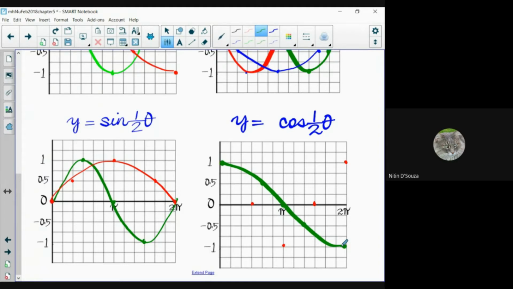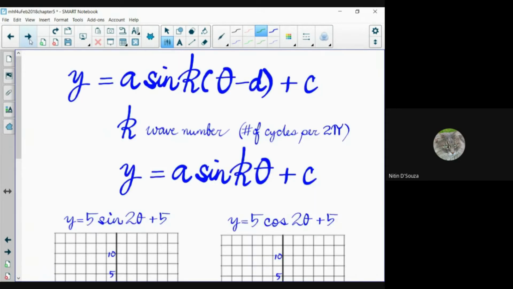Okay, so now we're going to do some combinations with A, K, and C. Next time we'll throw it. All right.